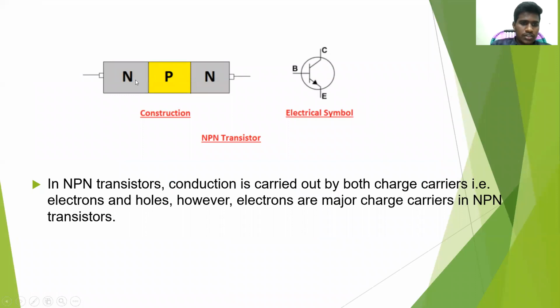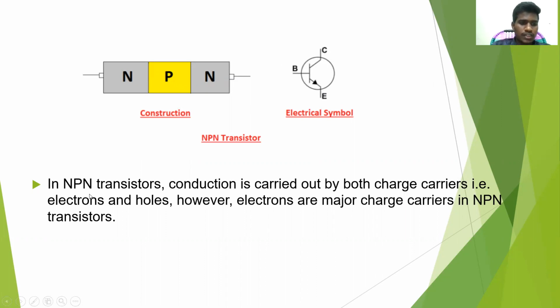Here you can see NPN. This P is sandwiched between the two Ns, and this is the general construction. And we can see this is the electrical symbol.